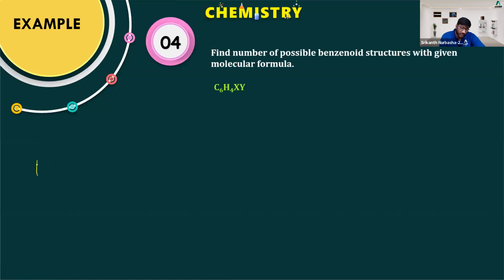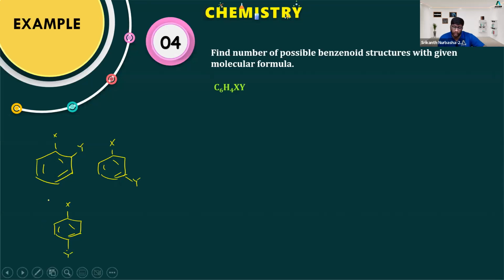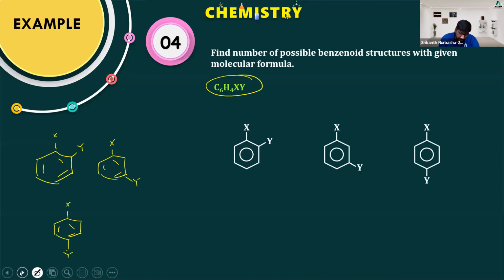C6H4XY. C6H4 means again you have disubstituted benzene. So I cannot have two substitutions X and Y on the same carbon. I can have X here and Y here. Same again, I can have 1,2, 1,3 substitution. I can also have 1,4 substitution X and Y. But if you go with the other side numbering, again that becomes 1,3 and 1,2. So these are the three different compounds which can be given to you. C6H4XY is the molecular formula. Find the total number of possible benzenoid structures with the given molecular formula is 3. Right?